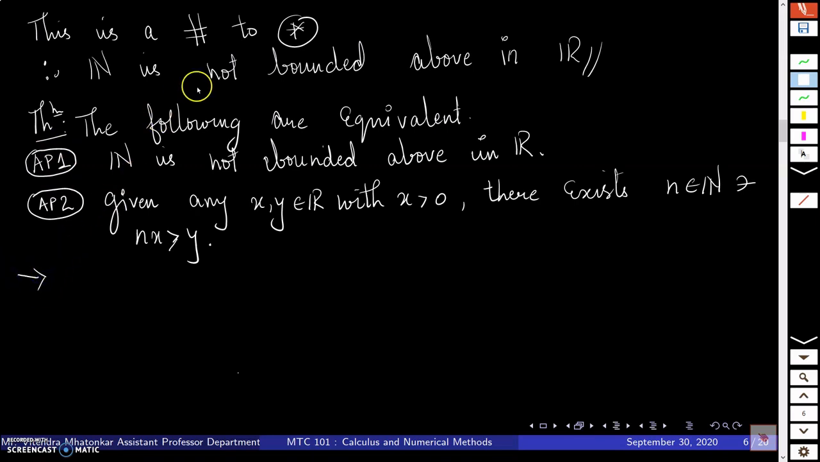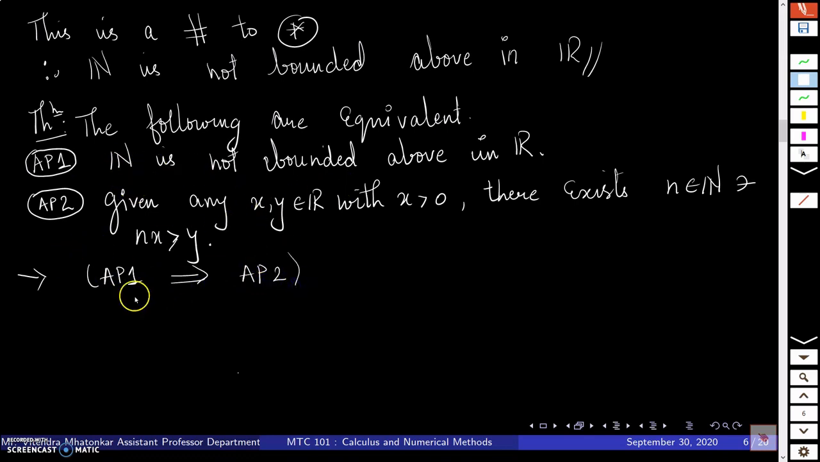I want to show that these two statements are equivalent. I have statement AP1 with me, I have statement AP2 with me, and we have already seen how to show that two statements are equivalent. So first we will show that AP1 implies AP2, and then AP2 implies AP1 back. So this will have two parts. The first part is we will show that AP1 implies AP2.